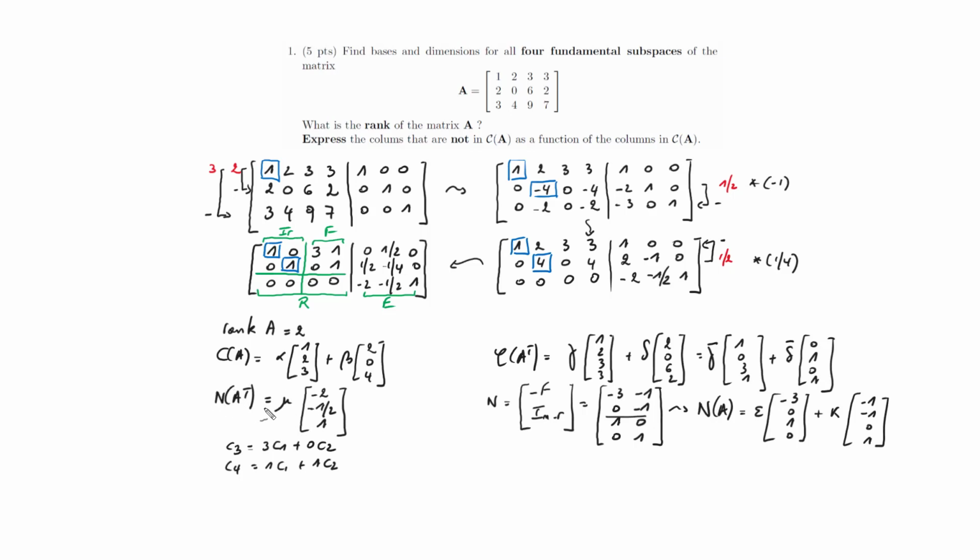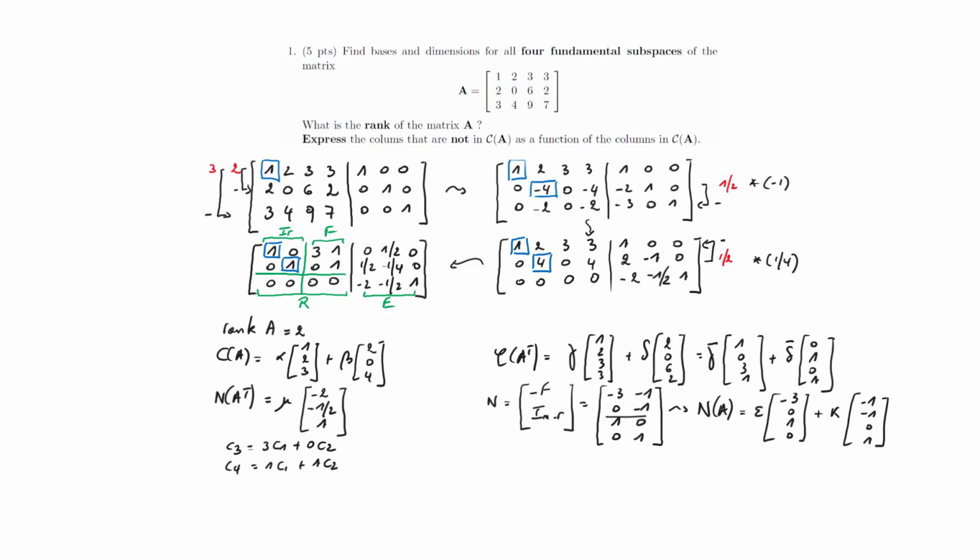Also, we know that the left null space is orthogonal to the column space. So this vector here should be orthogonal to this one and to this one. And if you do the computations, you will see that this is correct.